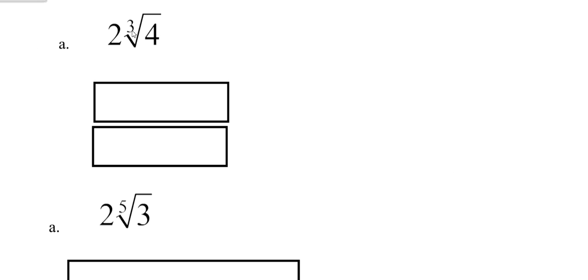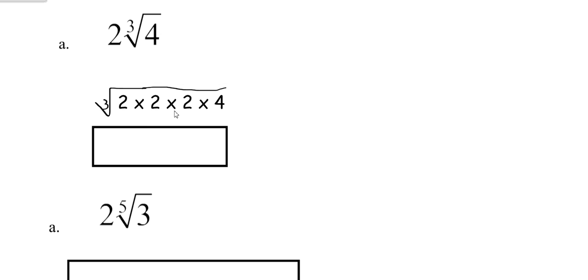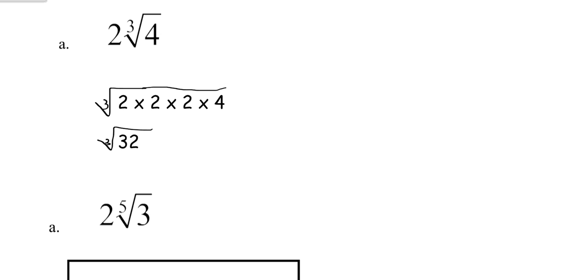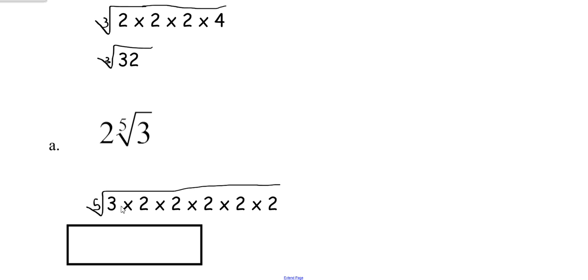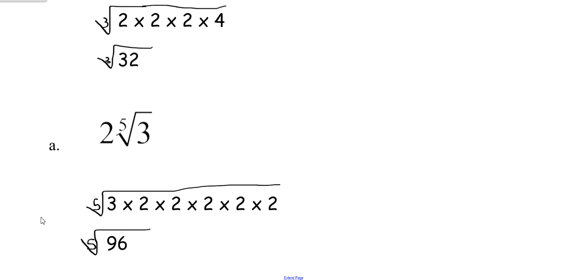Second one, 2 and the cube root of 4. My index is 3 and my coefficient is 2, so I want to put 3 2s underneath my radical sign with my 4, multiply them all together, and you should get 32. Last example on this one is 2 and the fifth root of 3. I now know I have an index of 5. I have 2 as my coefficient, so I want to put 5 2s underneath that radical sign with my 3, and when I multiply it all together, I'm left with 96. That concludes our lesson for today.